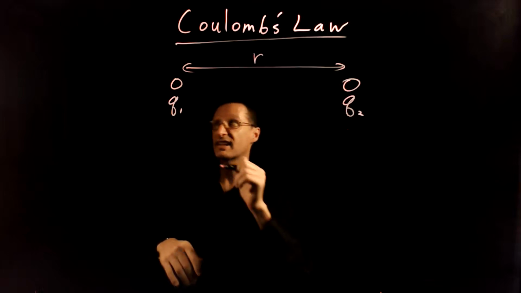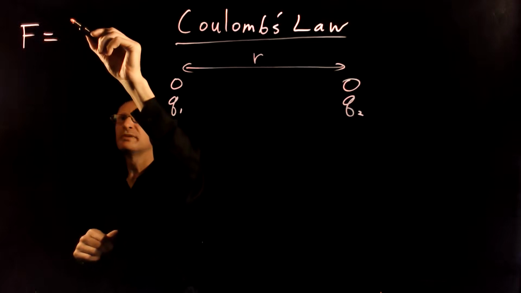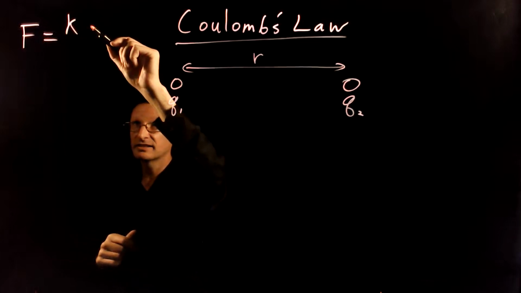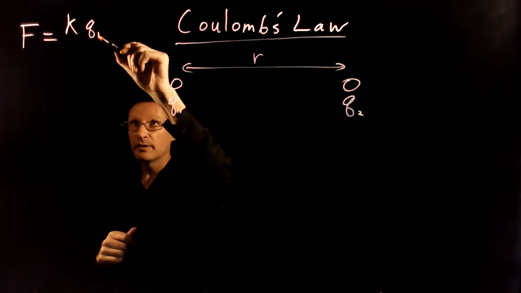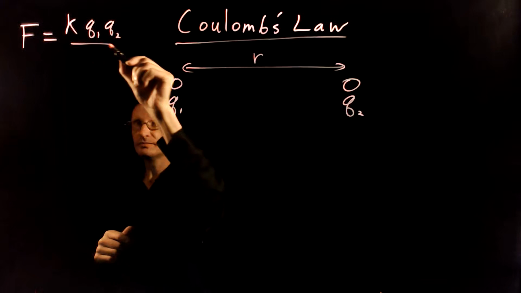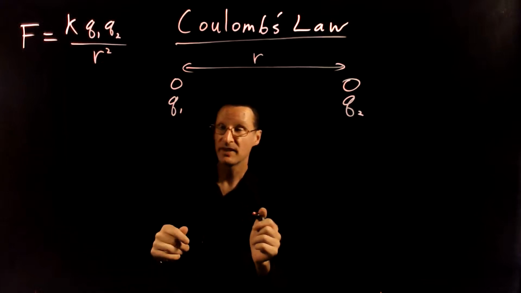So Coulomb's law tells us that the force between these 2 point charges will be some constant k, which I'll give you in a second. It's just a proportionality constant. And it will depend on the product of the two charges, Q1 times Q2, and then I divide that by the distance between them squared.